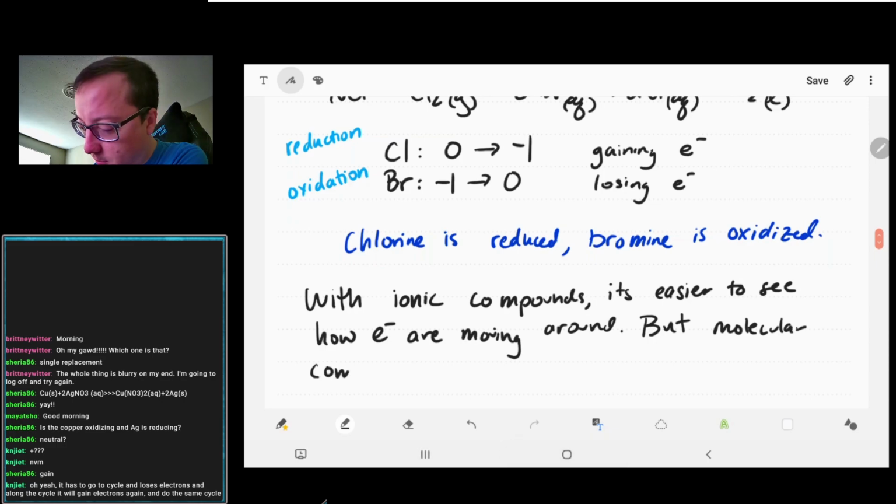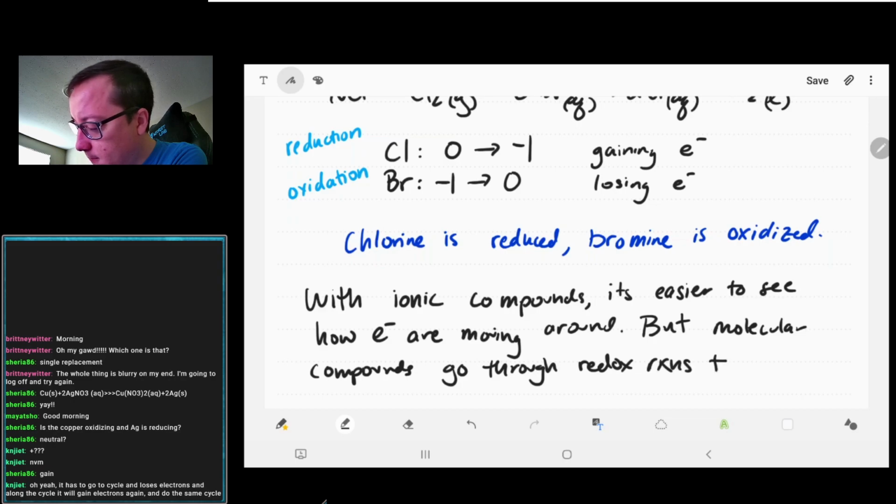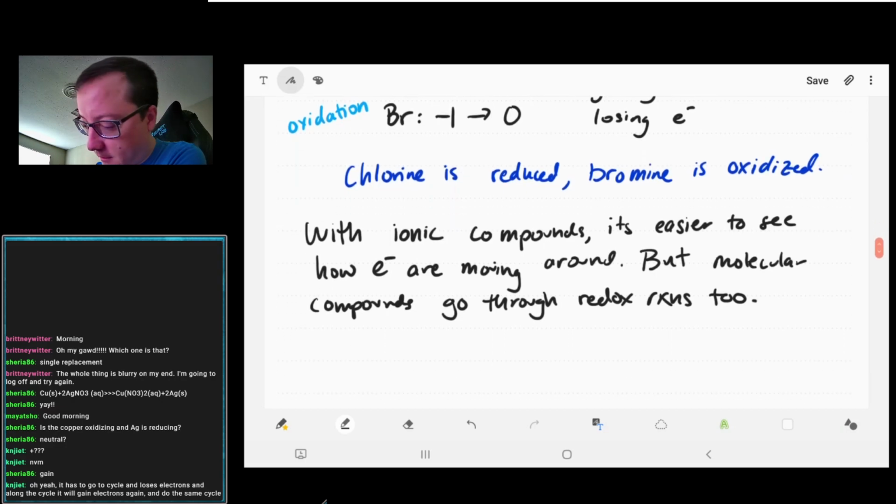However, molecular compounds go through redox as well. And so we're going to introduce now a system of kind of accounting for electrons, which is going to be an exciting thing. So we have electron accounting.